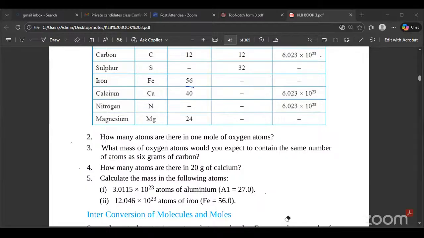If you're done, you tell me so that I can change. Are you done writing 12.046 by 10 raised to 23 atoms of iron? And we are looking for the mass. Yes, please look for the mass for that one. Teacher, Monica, yes. You said we write. I want you to try and solve question 5.2. Oh, okay. Let me write first. Yeah, okay.